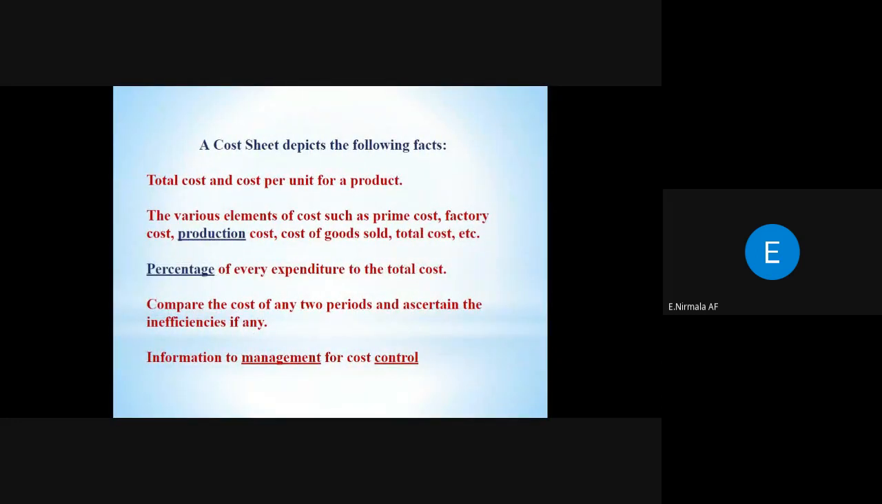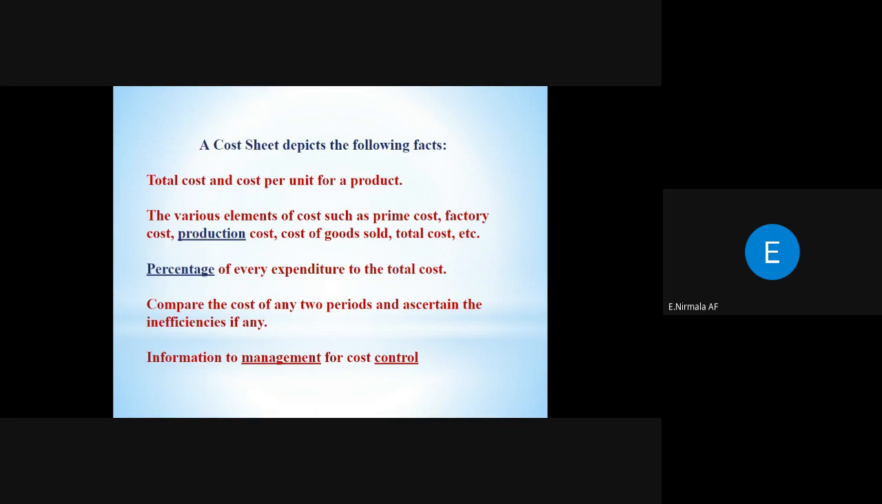Cost sheet is a memorandum statement that provides the estimated detailed cost in respect of cost center. In a cost sheet, the elements of cost are arranged under different heads following a logical order. It depicts the detailed cost of the total output for a given period. A cost sheet has to contain the following information. With the help of cost sheet, you are able to ascertain the total cost and the cost per unit for a product. This cost sheet will focus on four main components: one is prime cost, second one is work cost, third one is cost of production, and fourth one is total cost or cost of sales.